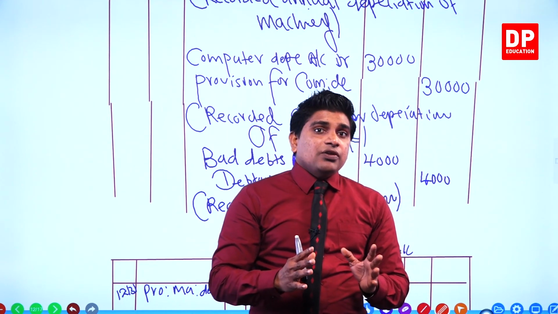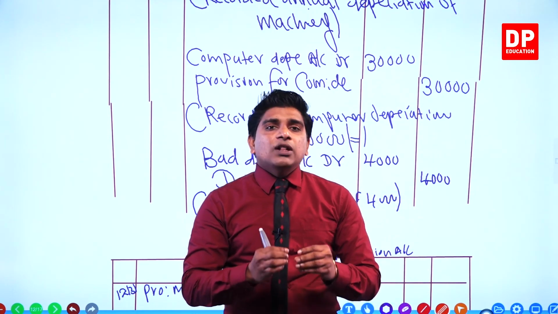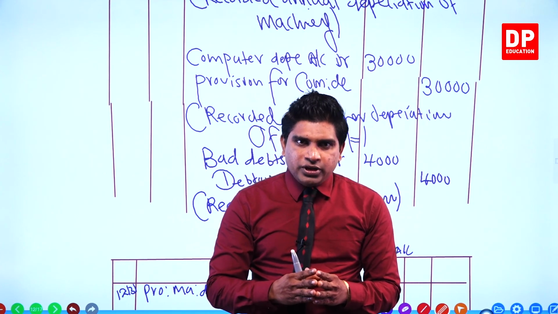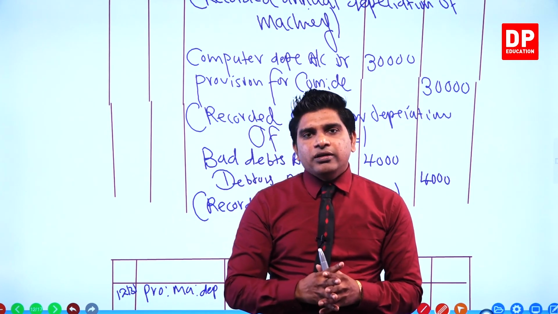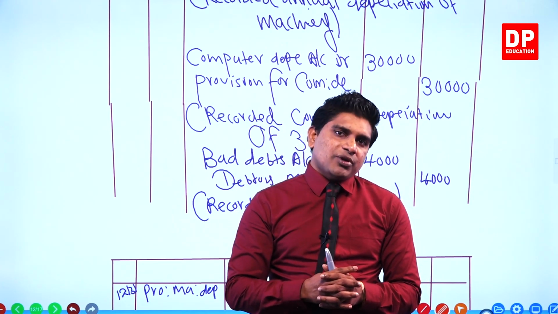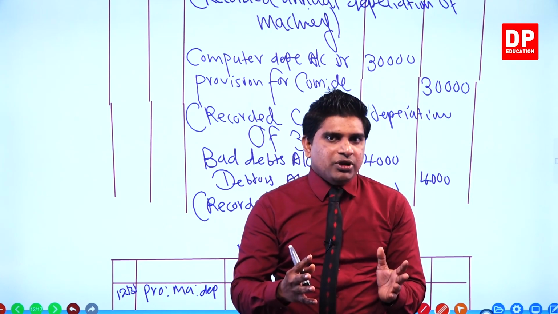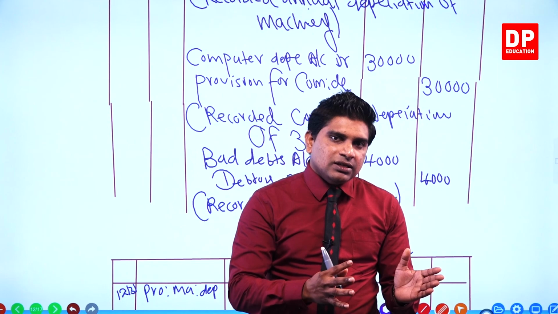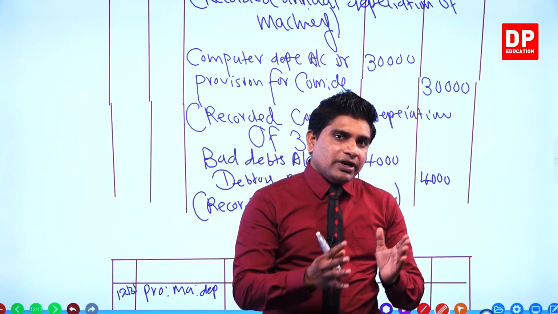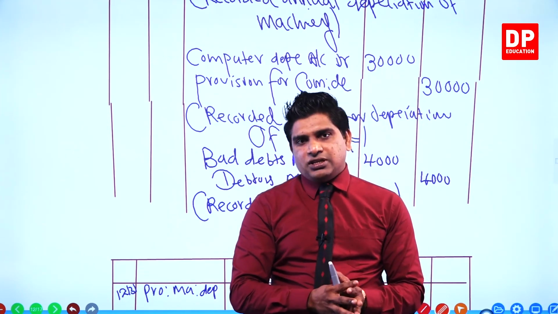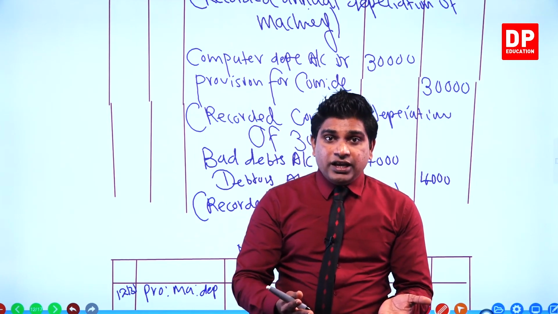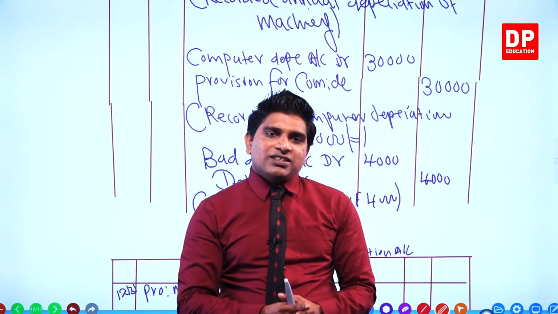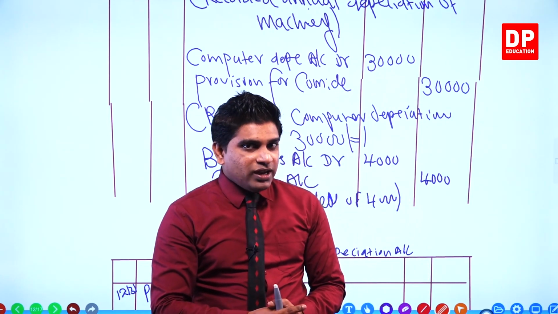Now we have done all the adjustments related to your syllabus, including additional information. How do you record them in the financial statements? How do you record them in the ledger accounts? How to enter them in the general journal? We will meet in the next video with the new part. I think you understood well.